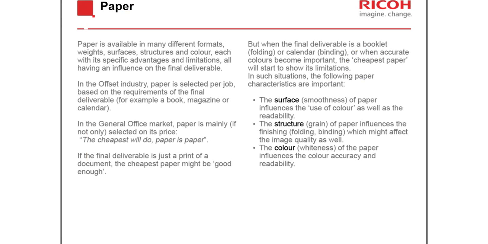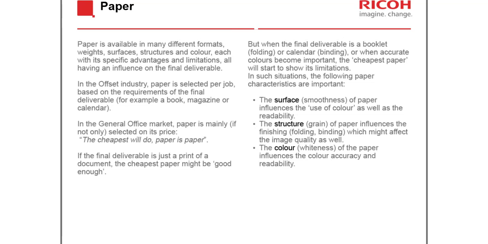Paper is available in many different formats, weights, surfaces, structures and color, each with its specific advantages and limitations, all having an influence on the final deliverable. In the offset industry, paper is selected per job, based on the requirements of the final deliverable, for example a book, magazine or calendar. In the general office market, paper is mainly, if not only, selected on its price. If the final deliverable is just a print of a document, the cheapest paper might be good enough.